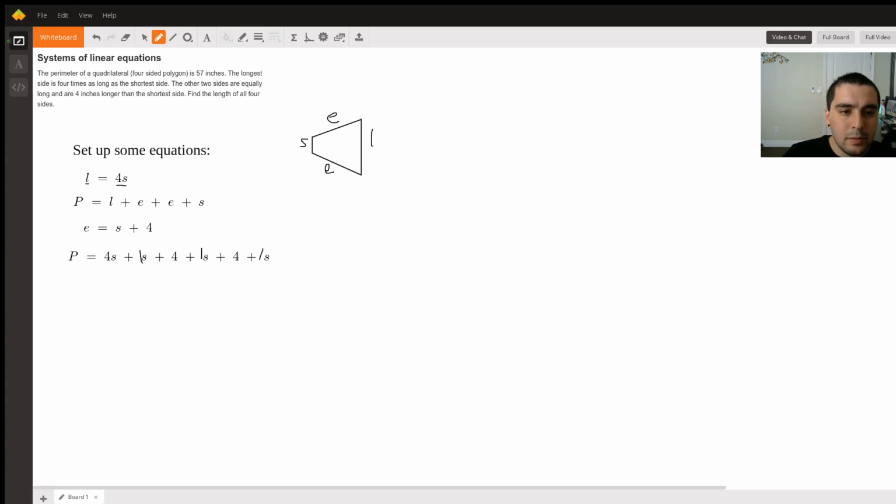And what is the perimeter? Well, we know the perimeter. The perimeter is 57 inches. So why don't we replace P with 57 inches too, right? And this is going to be our final equation. And now we can solve this using some algebra.